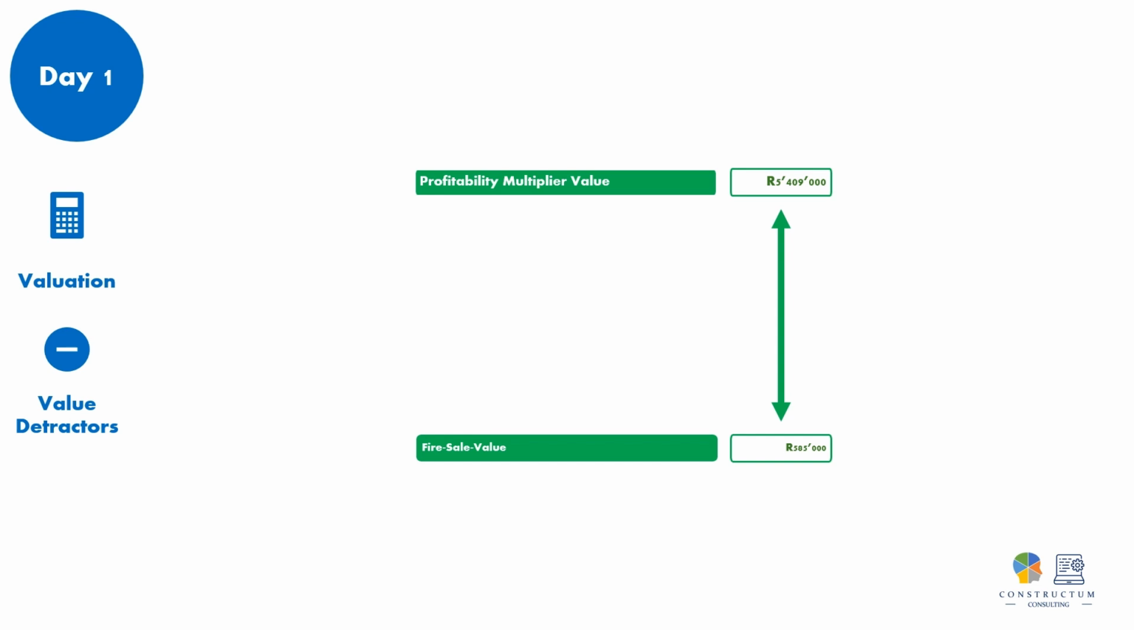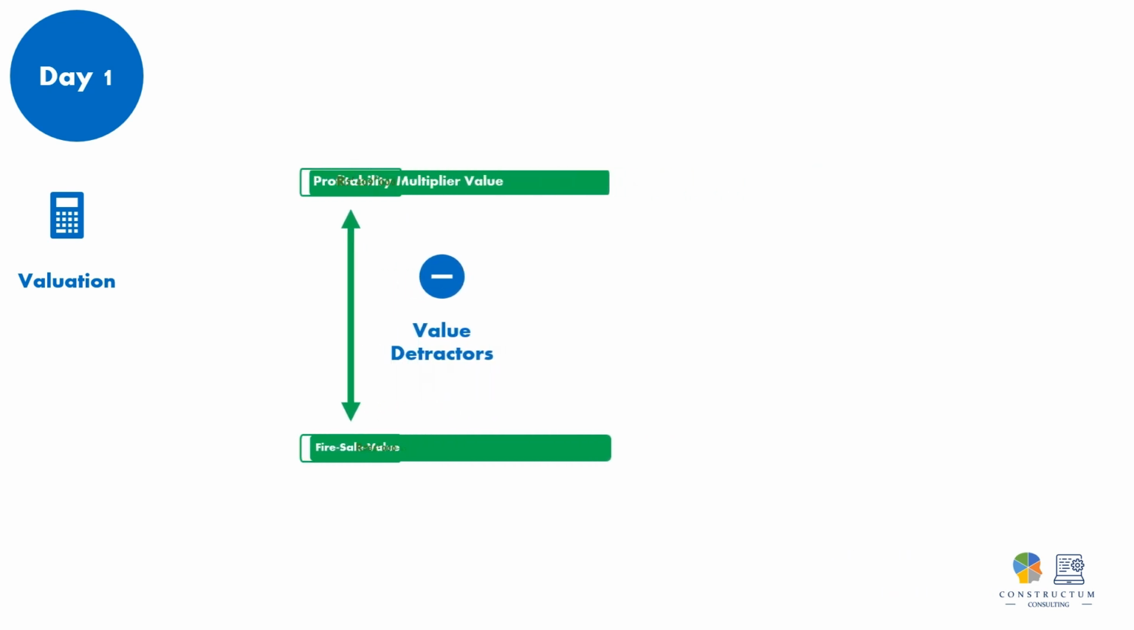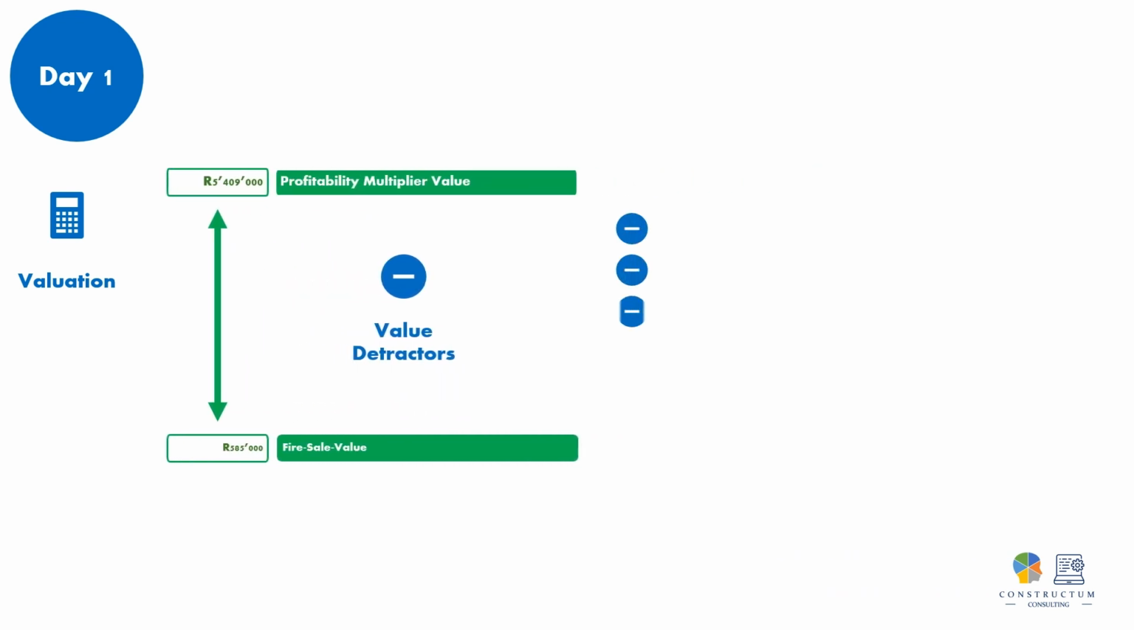What will ultimately determine the selling price of the business are the factors that detract from the value of the business. Now, let's consider what common factors detract from the value of smaller businesses. Firstly, dependency. For many smaller businesses, the most profound detractor of value is the dependency of the business on the business owner.